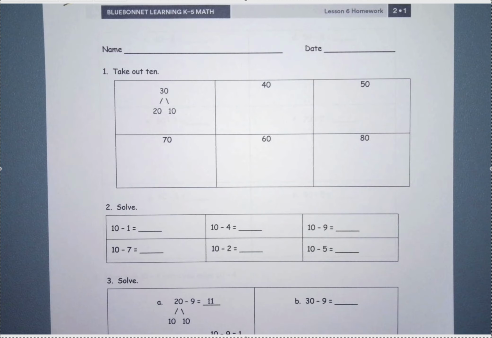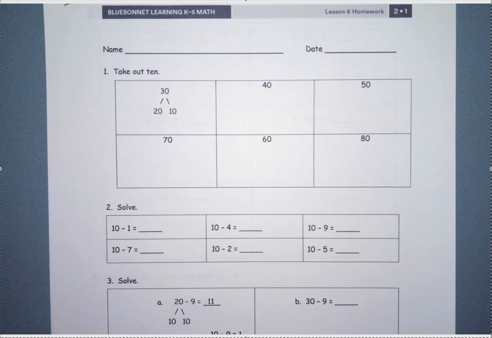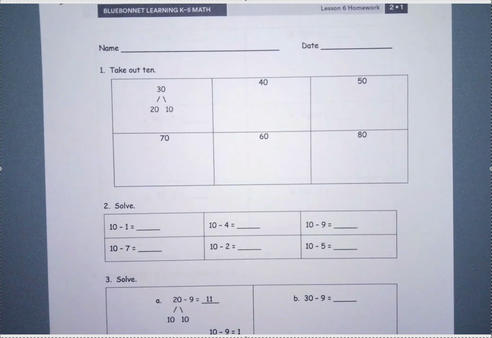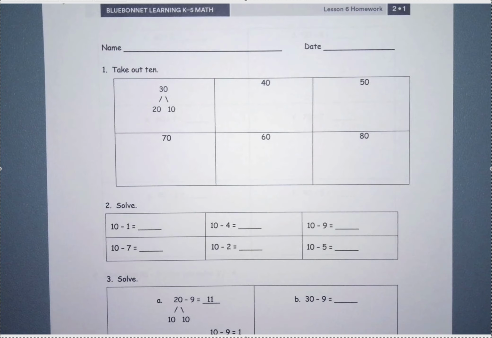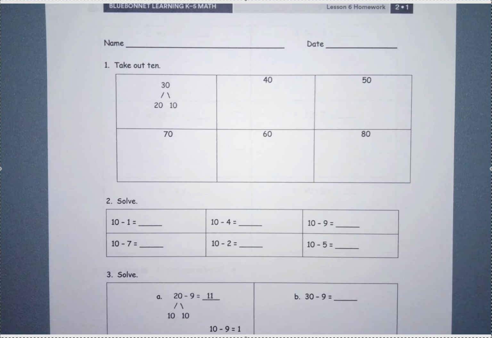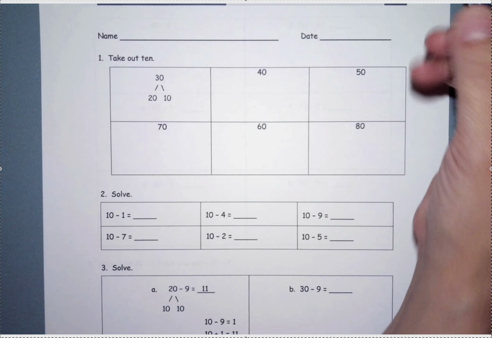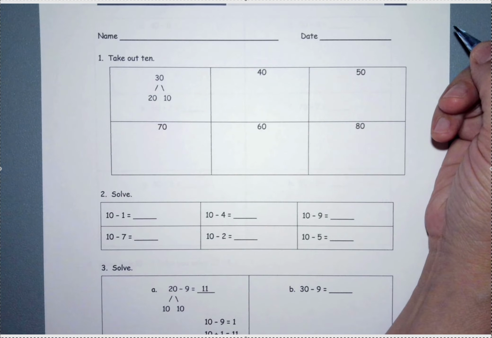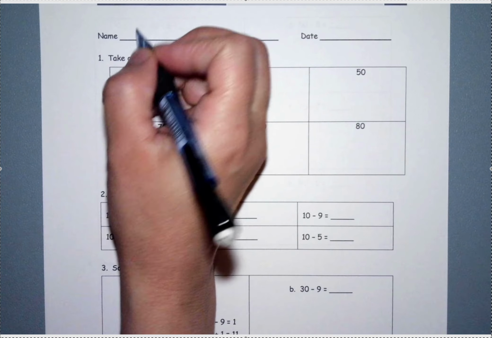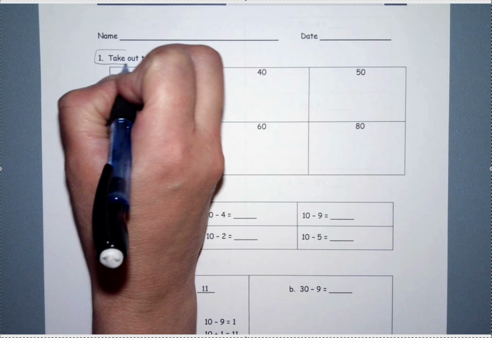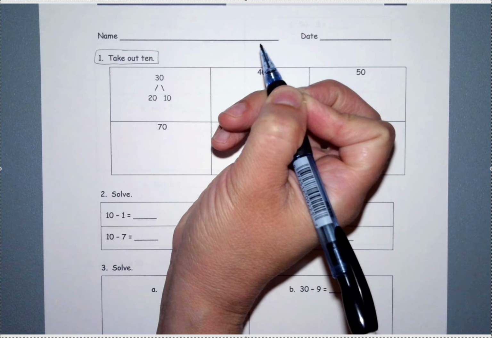Girls, today we're going to do our homework for lesson 6, what we've been learning about subtraction. We've learned about subtracting single digit numbers from multiples of 10 within 100. What we're doing right now is the abstract level of subtraction. We need to know what it means to take out 10 and why we do it.